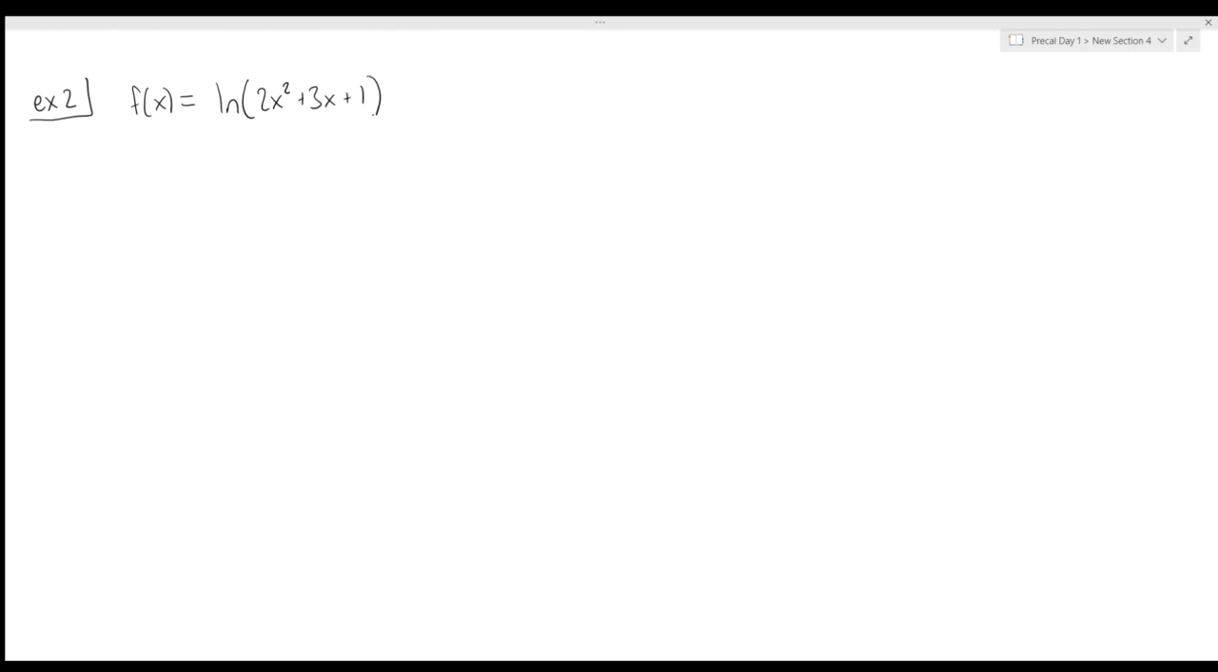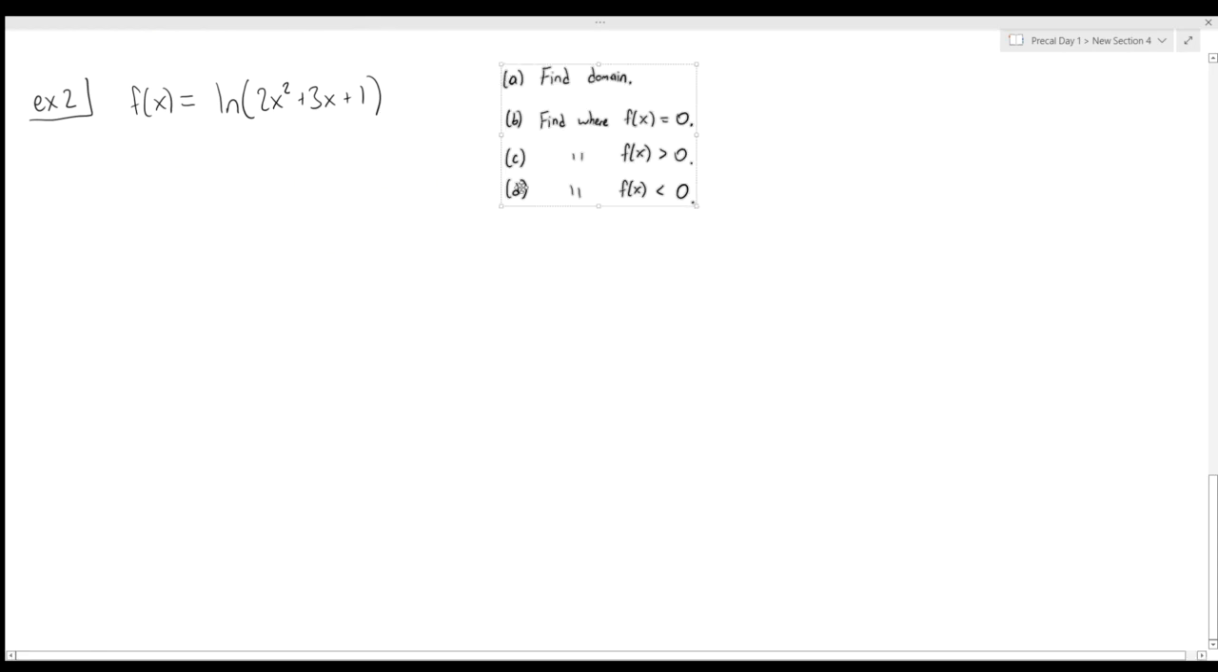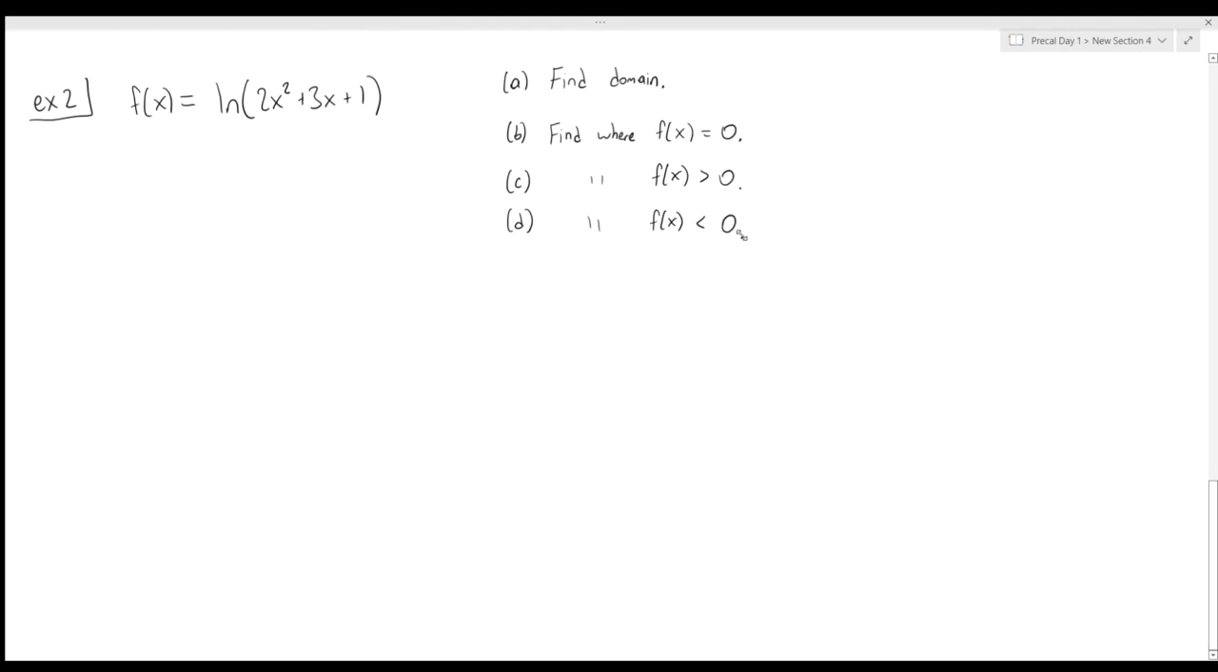Okay. And we're going to do the same things. We want to find the domain where the function is positive, where the function is negative. Yeah, and 0, I guess. Okay, so let's look at what the domain of this function would be.